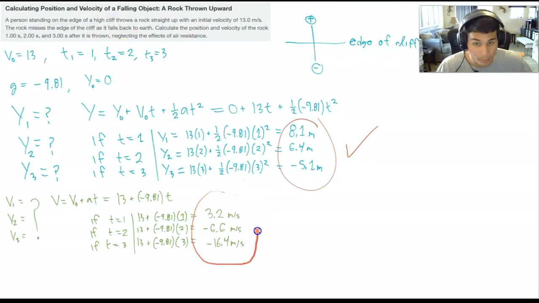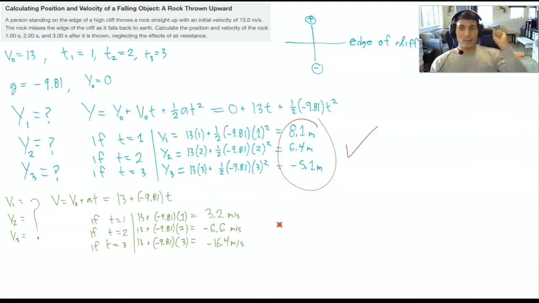Okay, so here are our velocities, right? This tells us that at t equals 1, the rock is still going up in the sky. It's still traveling positively up there. At t equals 2, it tells us it's starting to come back down, at 6.6 meters per second. And for t equals 3, it's telling us it's coming back down really fast, right? And that makes sense because it's already past the origin, right?